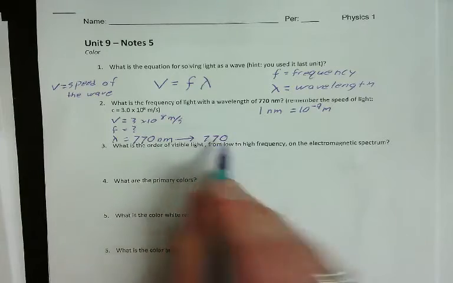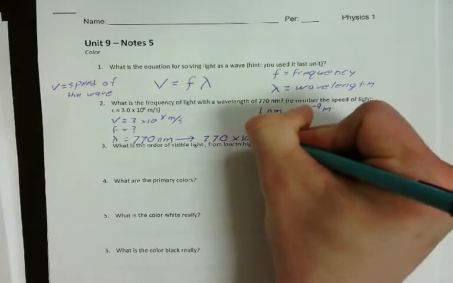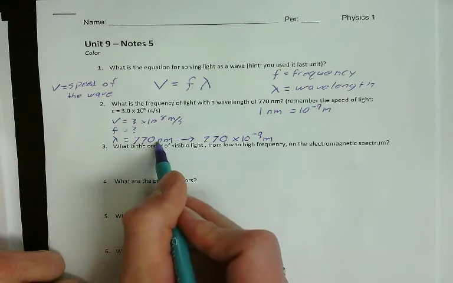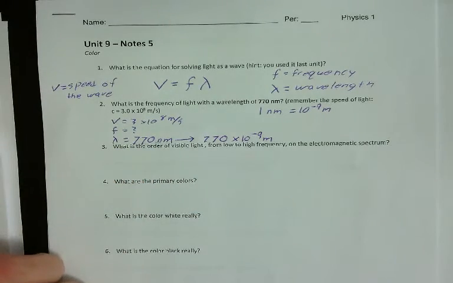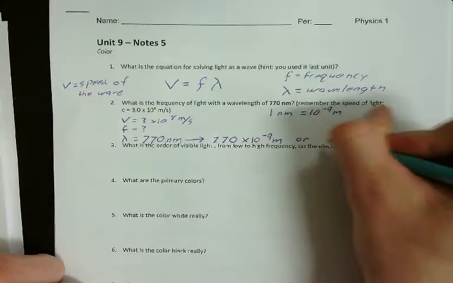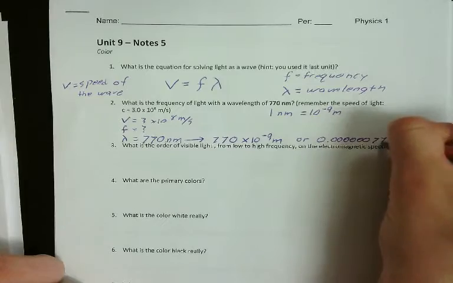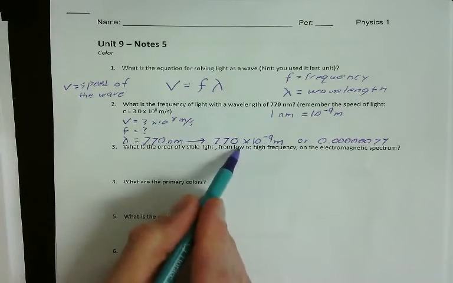So I just write this as 770 times 10 to the negative 9th meters. That's all I do. I just tack on that times 10 to the negative 9th to the end. Now, you could move the decimal 9 places to the left: 1, 2, 3, 4, 5, 6, 7, 8, 9. You would move it 9 spots, and you would get this number. I'd prefer not to write all those zeros out, but if you would rather not deal with this, you can do it that way.